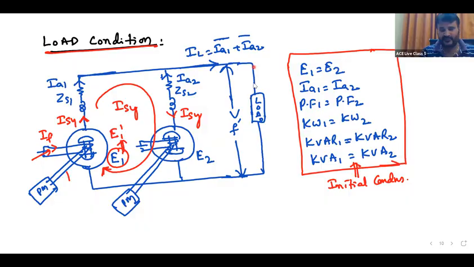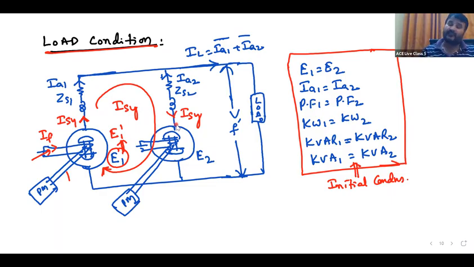IA2 sin phi is going to the load, but this ISY sin phi is in the opposite direction. What happened? Net IA sin phi component is reduced, so net reactive current is reduced. Opposing: one is upwards, one downwards. So reactive power sharing of the first machine is increased, reactive power sharing of the second machine will reduce, but no change in its active power sharing, dear students.